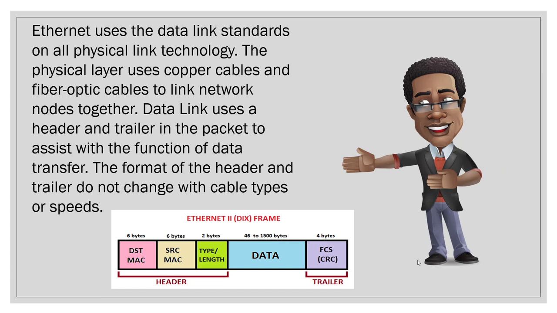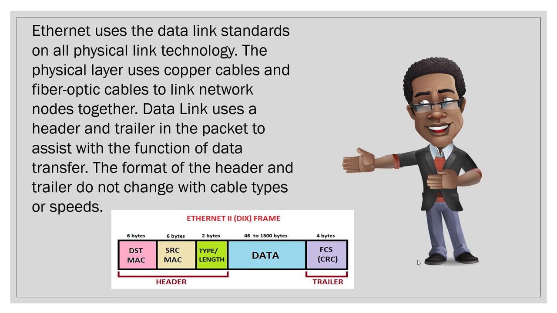Ethernet uses the data link standards on all physical link technology. This means no matter what kind of cable you're using, whether it's copper or fiber, the data link standard is applied to that technology. The physical layer uses copper cables and fiber optic cables to link network nodes together. So the cables actually connect the devices together.